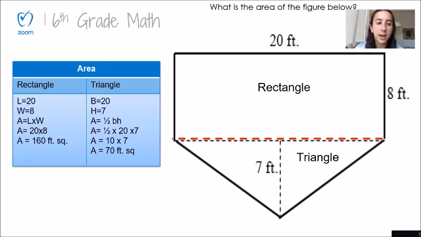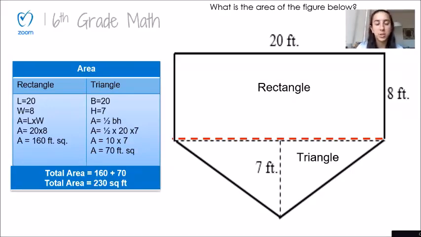As you can see, the area I got for the rectangle is 160 square feet. The area that I got for the triangle is 70 square feet. As a reminder, I found the base for the triangle as 20 by using the property I know about rectangles, which is that opposite sides are congruent. Because I saw a 20 on the top of the rectangle, I knew that the bottom of that rectangle was also 20 feet long. The last step here is to add together my two areas, and when I do that, I get 230 square feet. Pause the video to make sure you have your work matching mine.